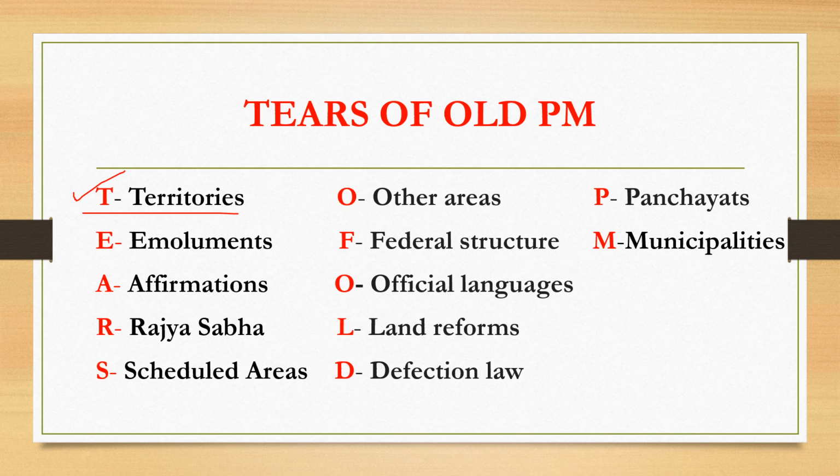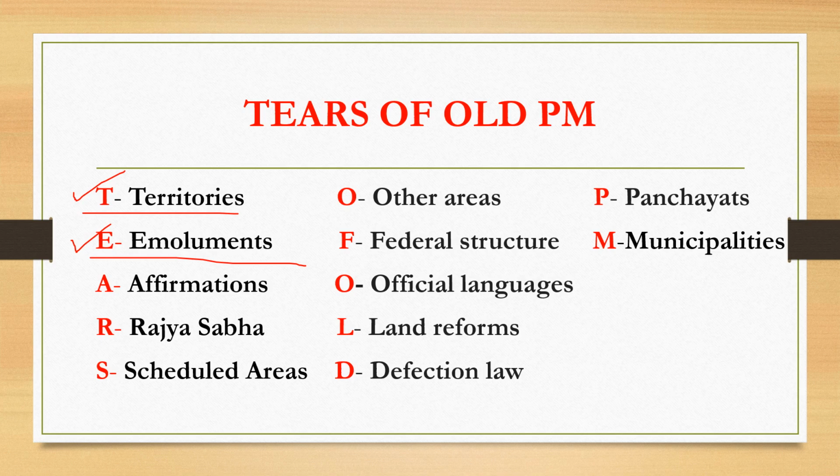Next is the second schedule. The second schedule is represented by the letter E. E stands for emoluments. The second schedule deals with the salary and emoluments of the president and governors of the state, of the speaker, deputy speaker or chairman, of the judges of Supreme Court and High Court and of the Comptroller and Auditor General of India. E stands for salary and emoluments.